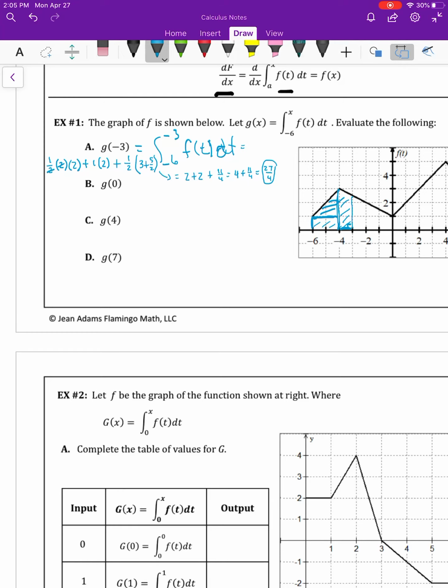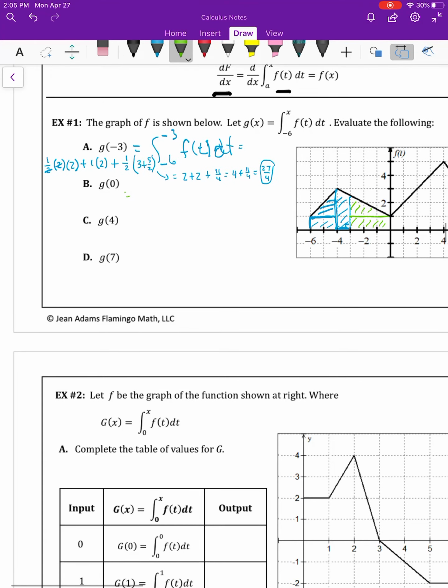G of 0 takes us, we've already got 27/4. It's going to take us all the way to 0. So we need this area and this area to add on, and we'll have that. So g of 0 is going to be the integral from -6 to 0 of f of t dt.